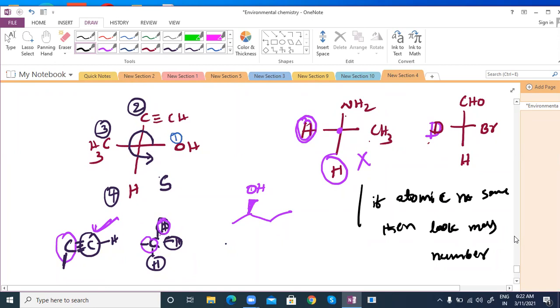Got it? So the answer here? Yes, sir. That's one. Bromine is one. Hydrogen. Next carbon, deuterium, the fourth one. So this is also anti-clockwise. So what will we get? S configuration.